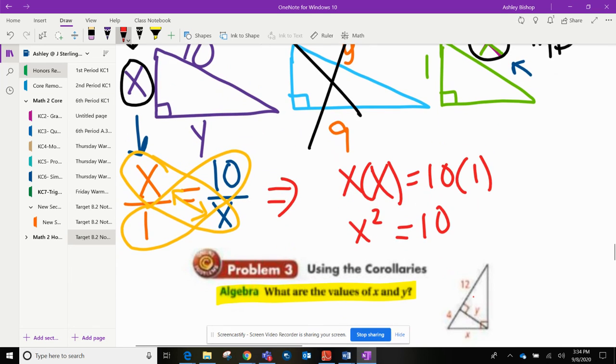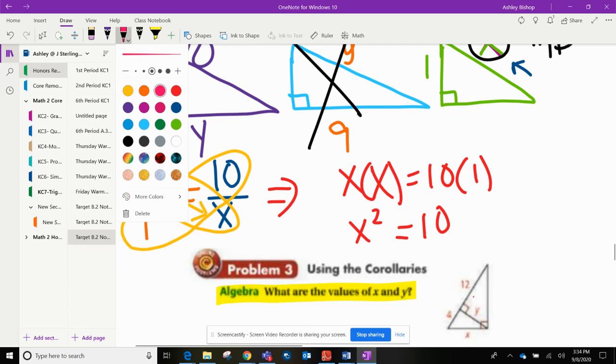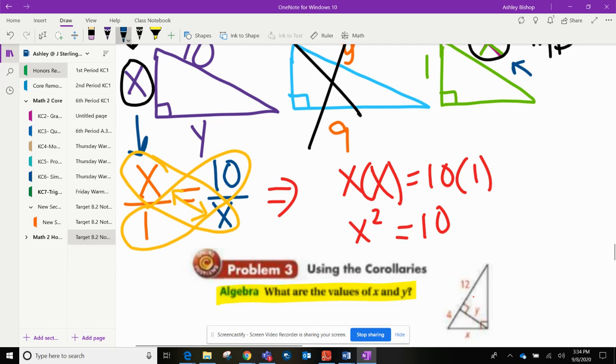In order to get X by itself, right now I only have X squared. I need to undo the square by doing a square root. So I'm going to cross that out. I get X, but what you do to one side, you need to do to the other side. So X is equal to the square root of 10.